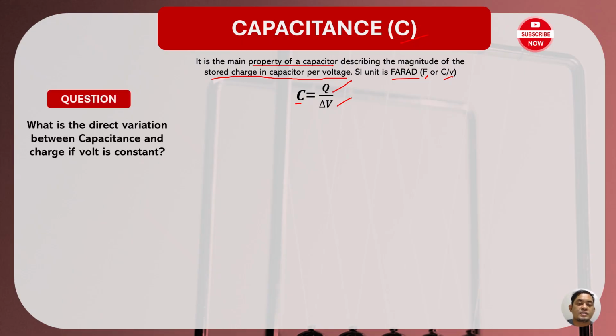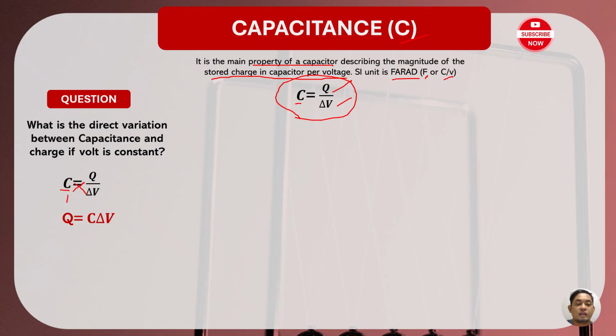Question: what is the direct variation between capacitance and charge? By the formula provided a while ago, we try to rearrange it to know the relationship between capacitance and charge if voltage is constant. We can just cross multiply this equation, Q times 1, and we have capacitance times delta volts. So the charge is equal to capacitance multiplied by the delta volts.